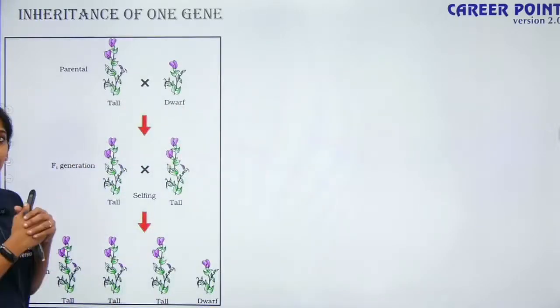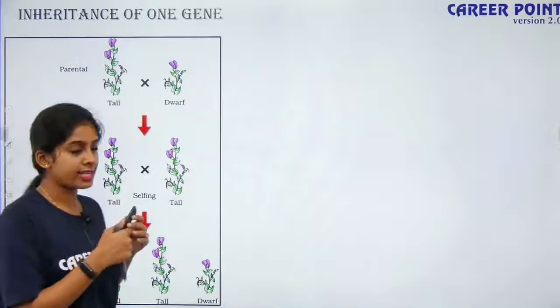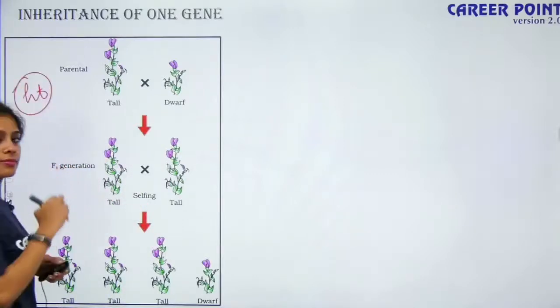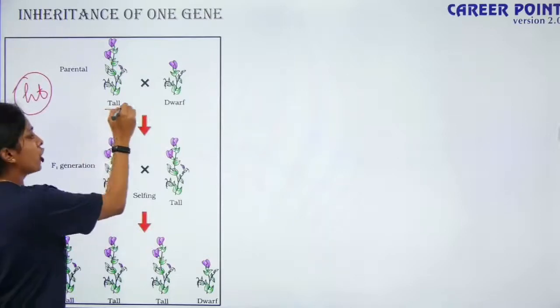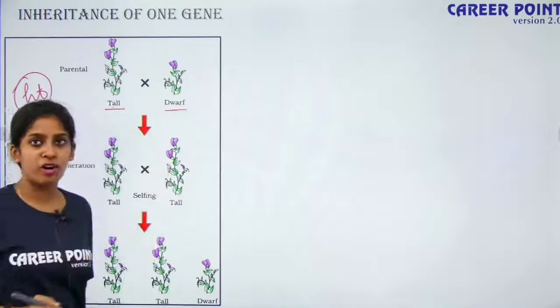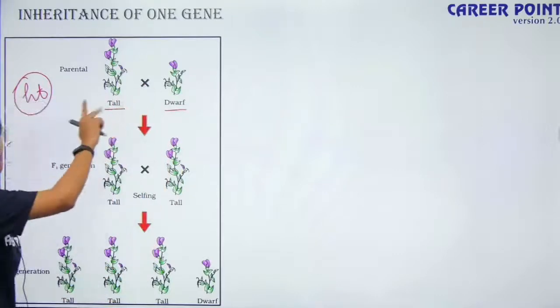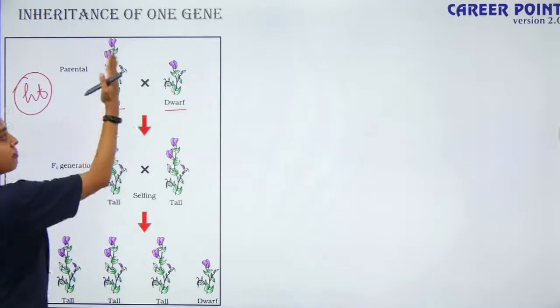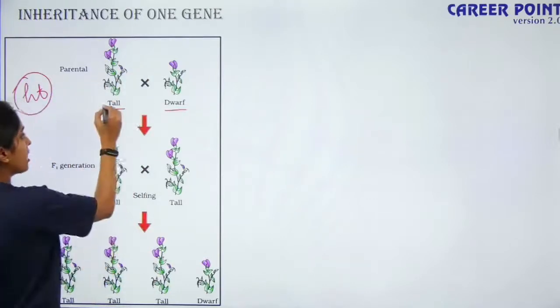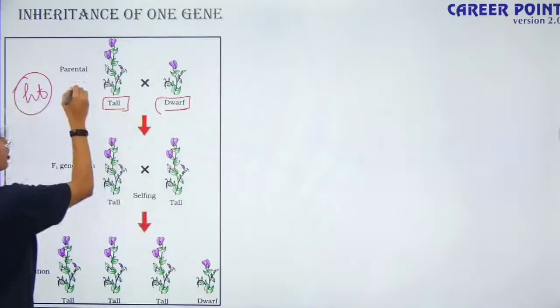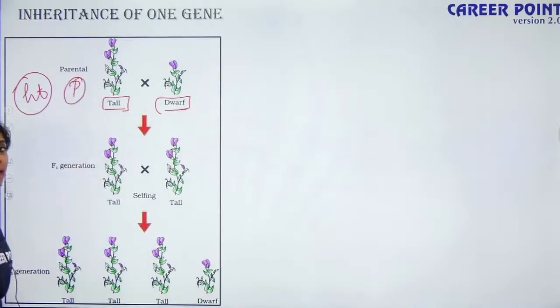So the pea plant, again, he took the character here as height. Okay, so the character that we are talking about is height here. So he initially took a tall pea plant and he took a short pea plant. So we call them as dwarf pea plant and we are going to cross pollinate them. So this is the parental generation. So your parental generation has a tall plant and a dwarf plant. Fine. So you call this as P or parental.